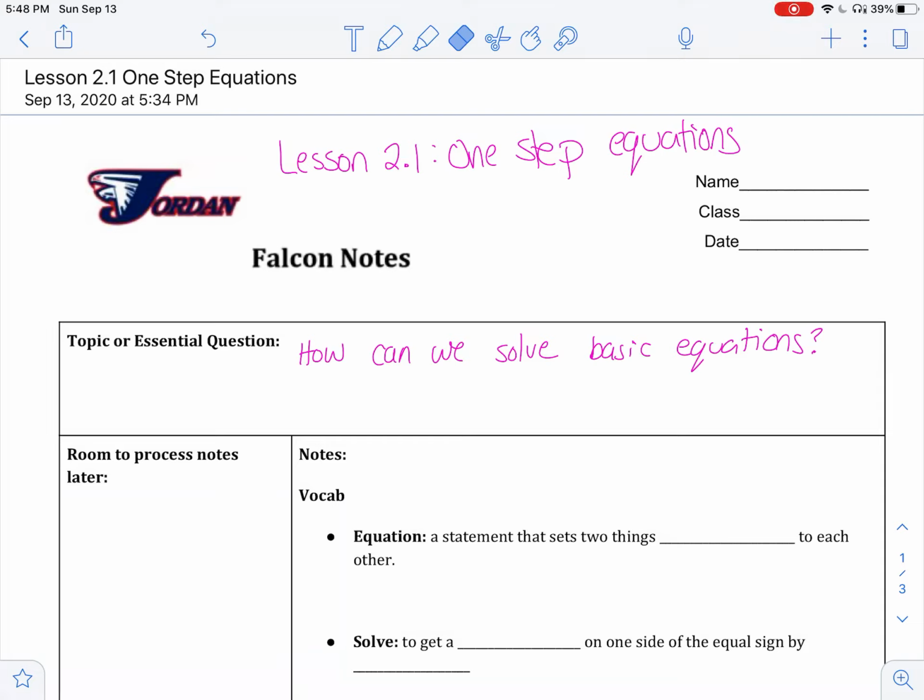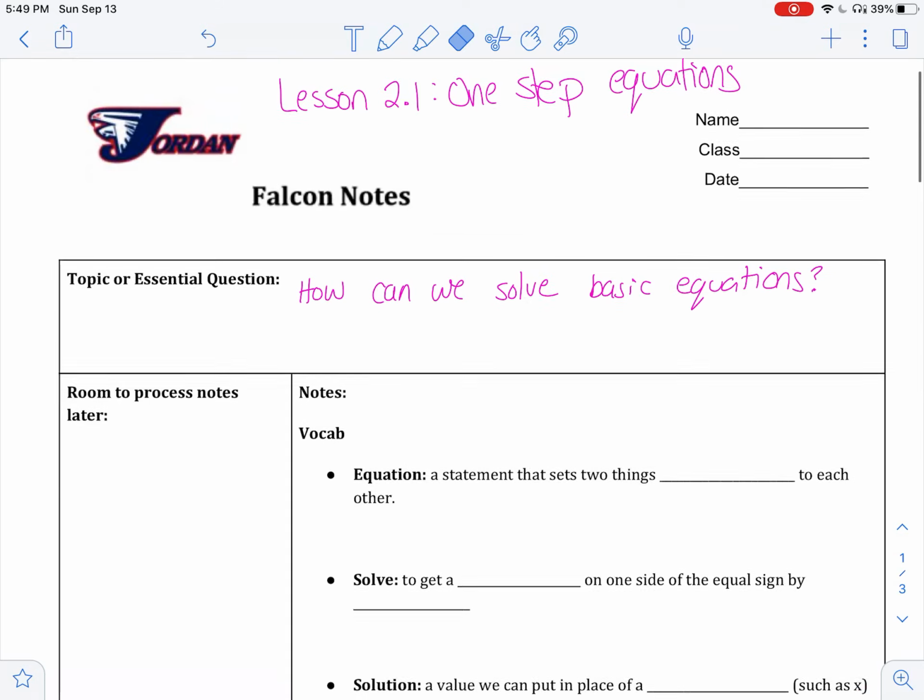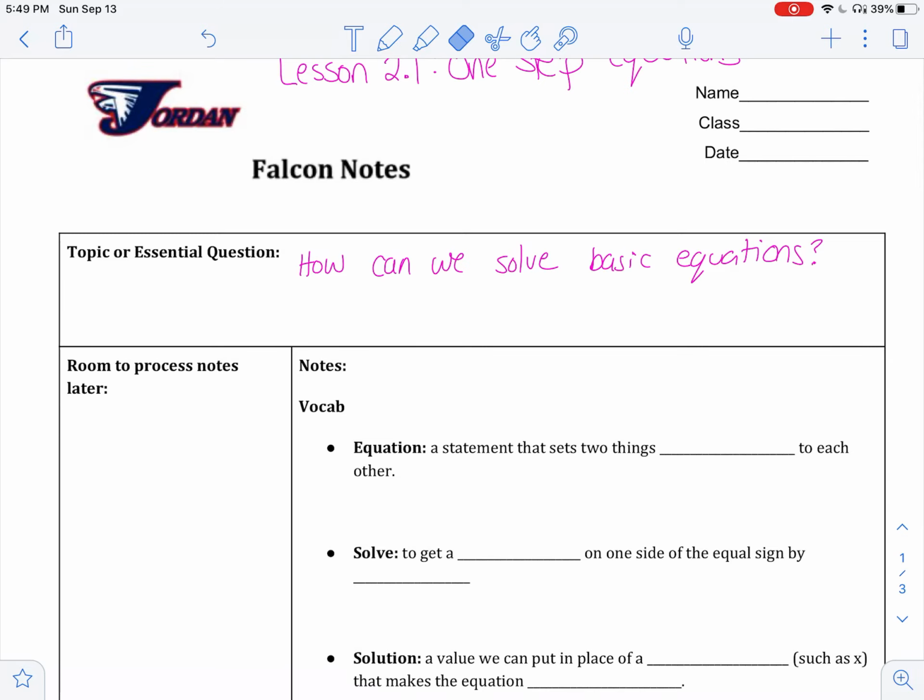Let's go ahead and set up our Falcon notes with a line going all the way down the left-hand side of our paper and a line going all the way across. We're going to label this notes Lesson 2.1, One-Step Equations. This is where we're going to start in Unit 2. Let's go ahead and write down our essential question. How can we solve basic equations?